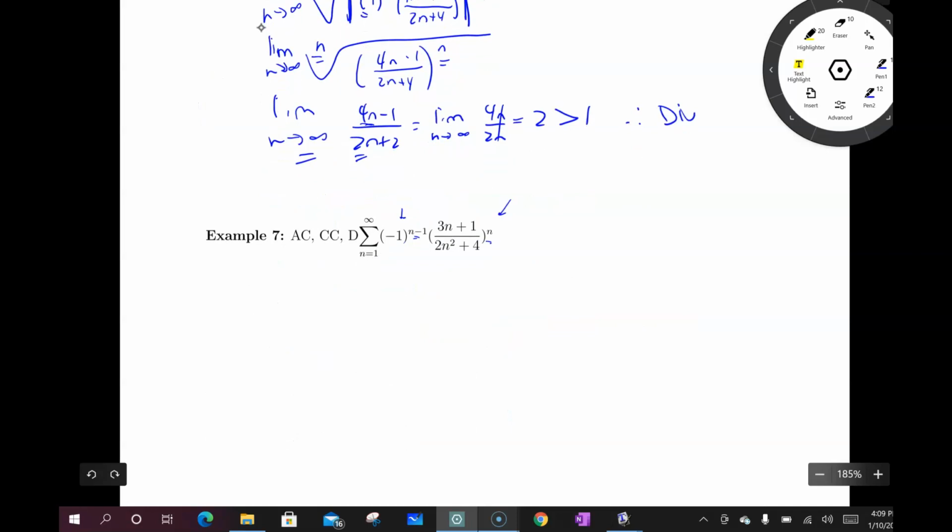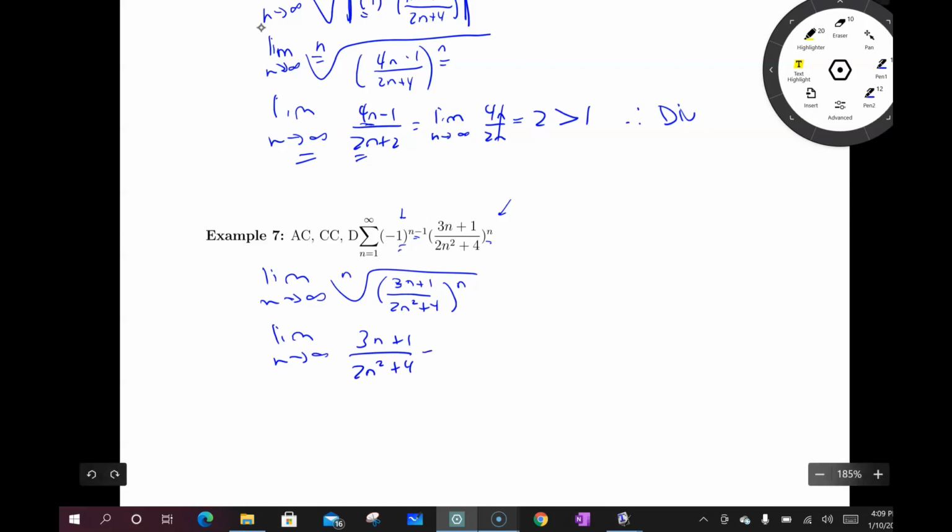This is another one I would do the root test for. So I'm going to skip the absolute value. I'm going to toss the -1 away. So I've got 3n plus 1 over 2n squared plus 4, all to the nth power. The nth root and the nth power cancel. So I'm left with this.